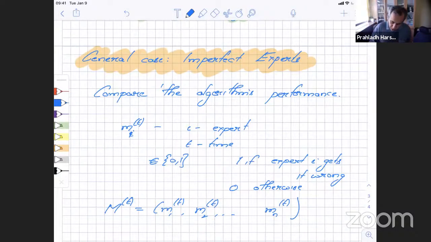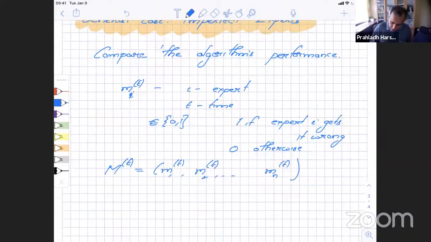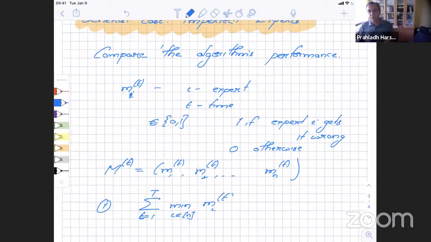So the first thing you could compare yourself against is the summation over t going from 1 to T of the minimum over i in N of M_i^t. That is, for every time step, you find the expert who makes the least error and work with this. This is one thing you can work with.